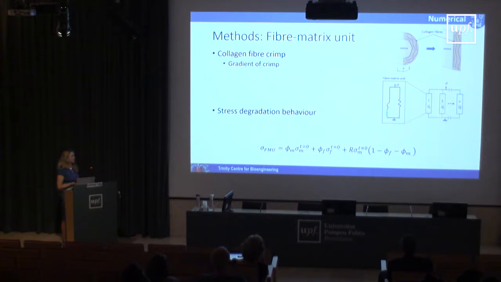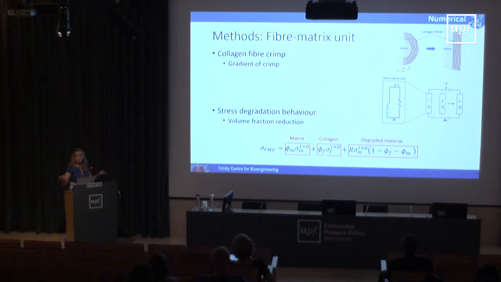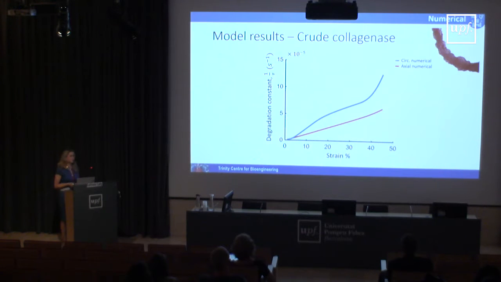We used this model to represent the stress in the tissue, the overall stress being a combination of the matrix stress and the fibre stress. And that R is simply a reduction factor to take away material, to make it mechanically not relevant, essentially, once it has been degraded. And this is the result that we got.